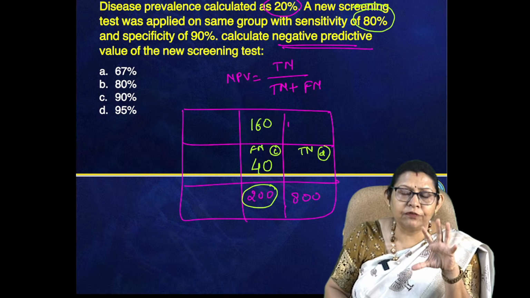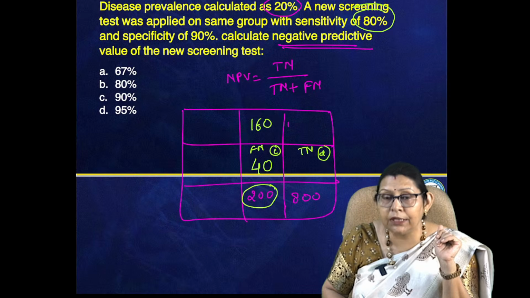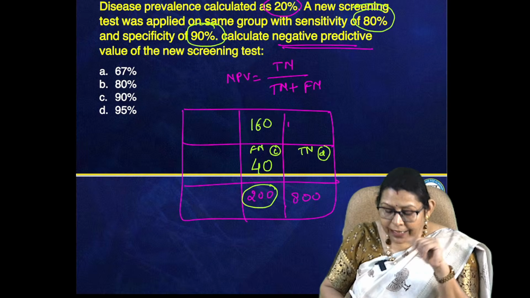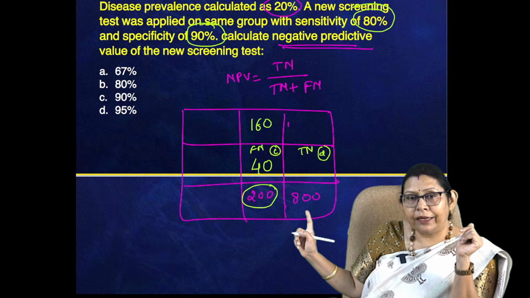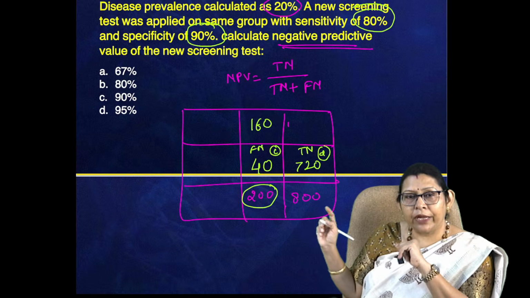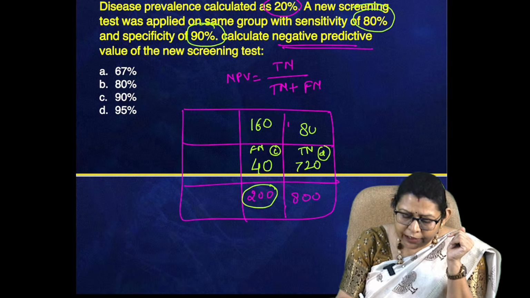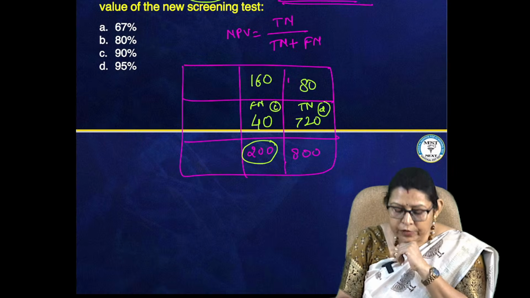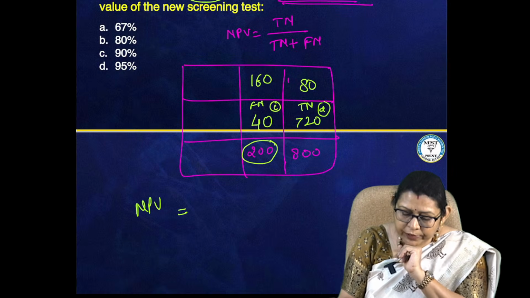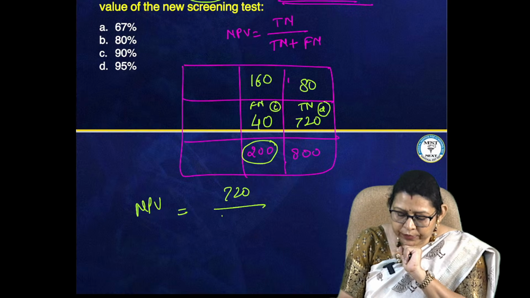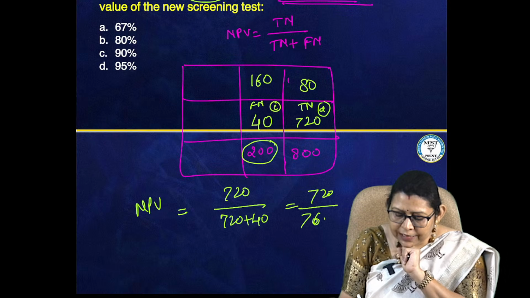A little bit difficult, this screening, but yes, we should be able to learn how to solve. Now, what is the specificity? It is 90%. 90% of this 800 are true negative. So 720 will be true negative and the remaining 10%, 80, is your false positive. Now I got my C and D. So my negative predictive value is 720, that is true negative, upon true negative plus false negative. So 720 upon 760.